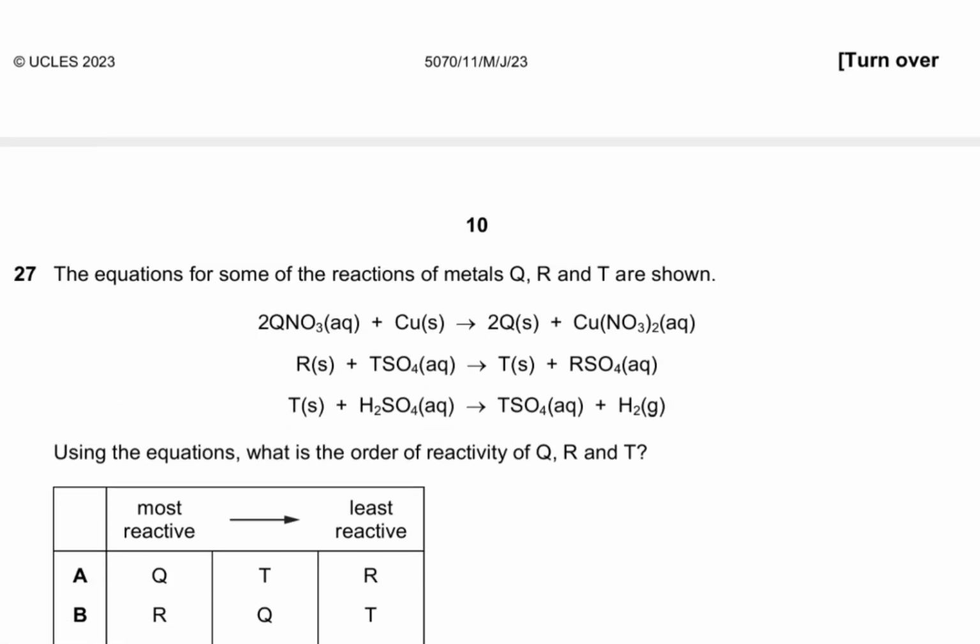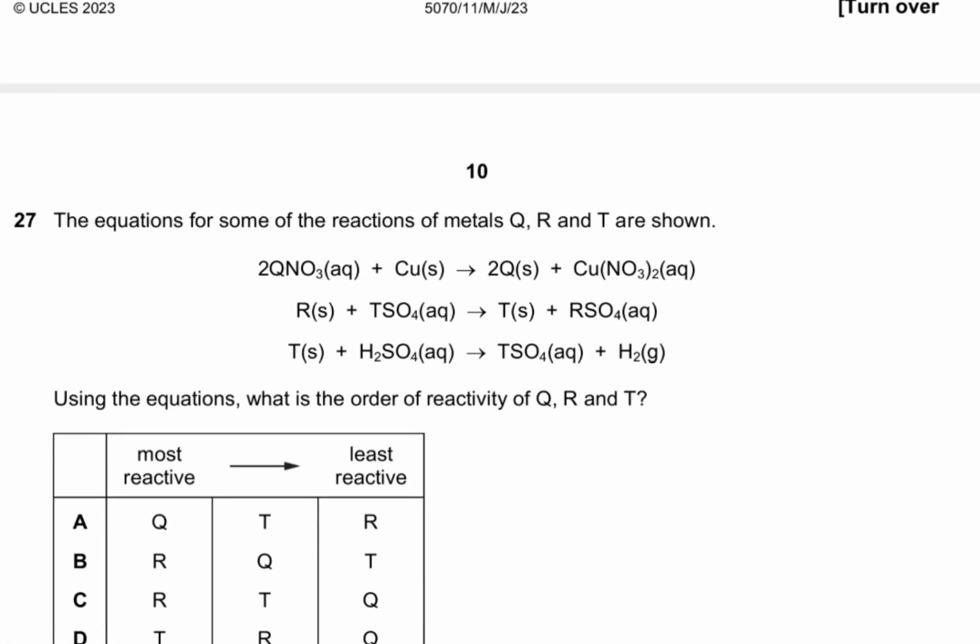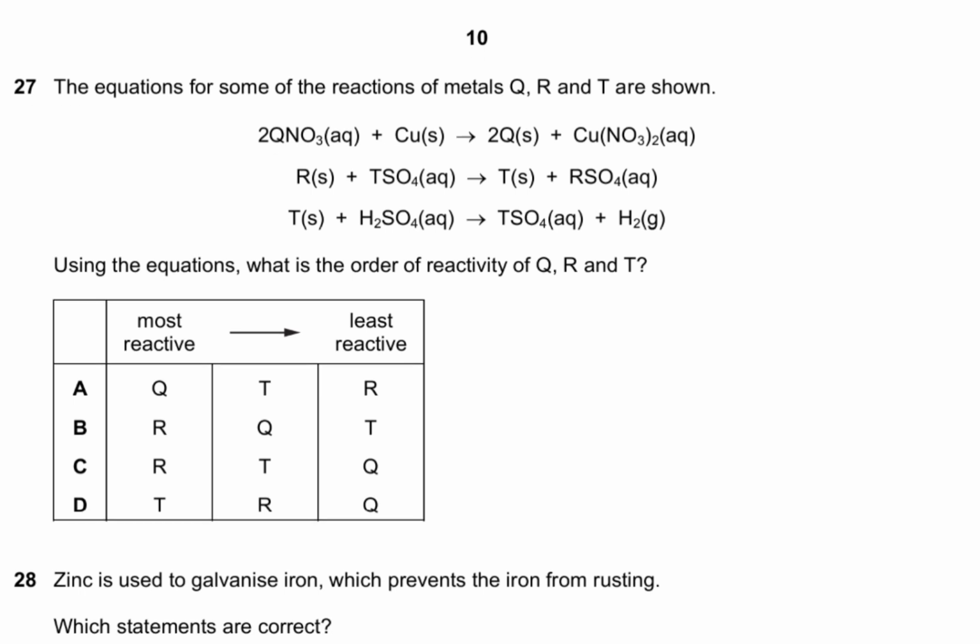Then the next one, the equations for some of the reactions are given here, and we have something which is reacting with copper and copper replaces it, right? So copper is replacing Q. Actually, if you look at this table, you have to see what is the most reactive one and what is the least reactive. So copper replaces Q and R can replace T. So we can write it on your copies that between Q and copper, copper has more tendency. R is replacing T.